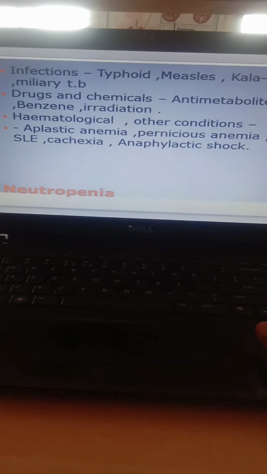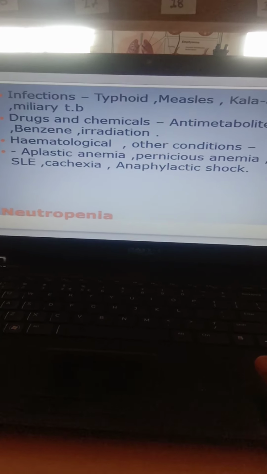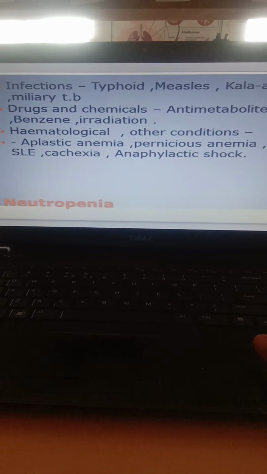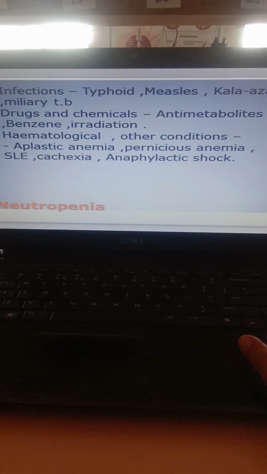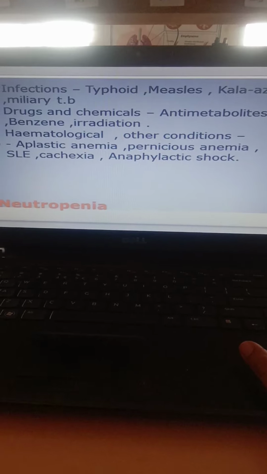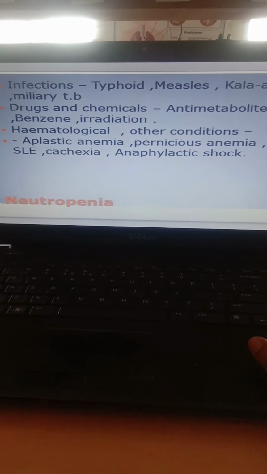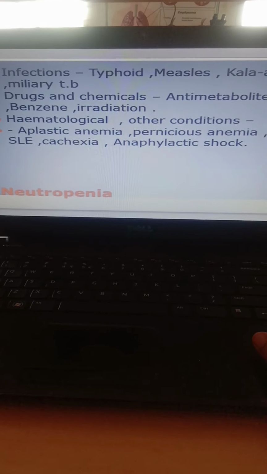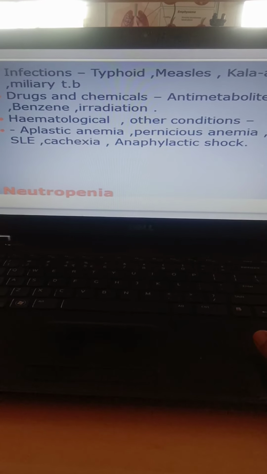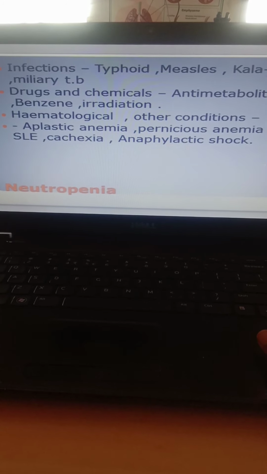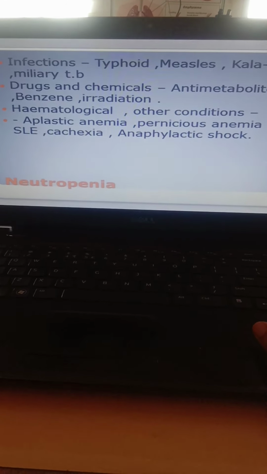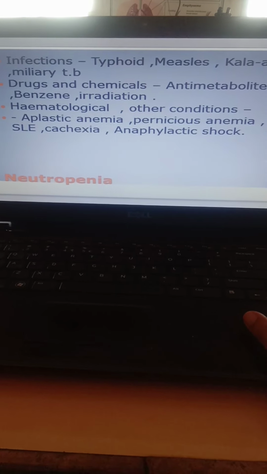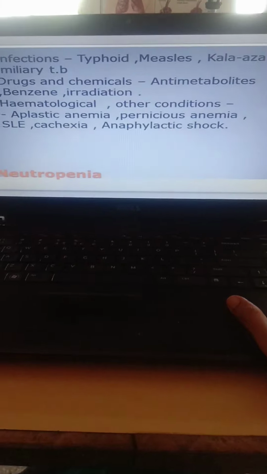Now neutropenia, the conditions for neutropenia. What is neutropenia? A decrease in the count of neutrophils. The infections are typhoid, measles, kala azar and miliary tuberculosis. Then drugs and chemicals: antimetabolites, benzene and irradiation. Hematological and other conditions like aplastic anemia, pernicious anemia, systemic lupus erythematosus, which is an autoimmune condition, then generalized cachexia, and anaphylactic shock.